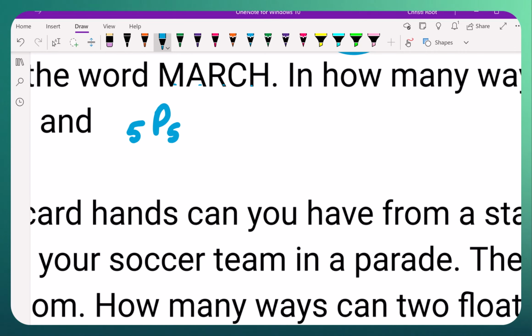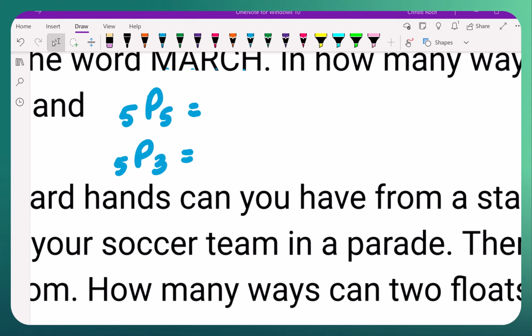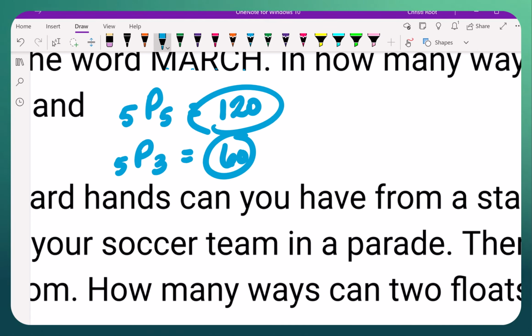And then the next part is asking 3 of the letters. So I'm going to do 5, but then I'm going to only pick 3 that time. So go ahead and type those in your calculator, see what you get. I have 120 for this first one, and you should have 60 for the second one.